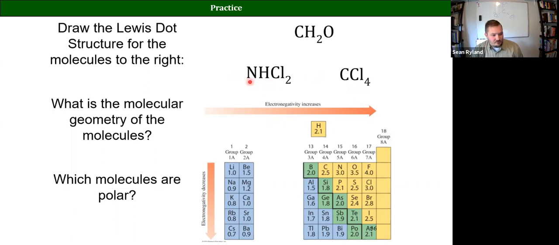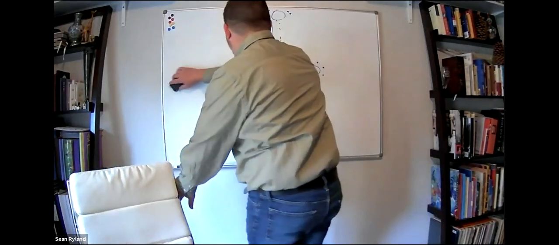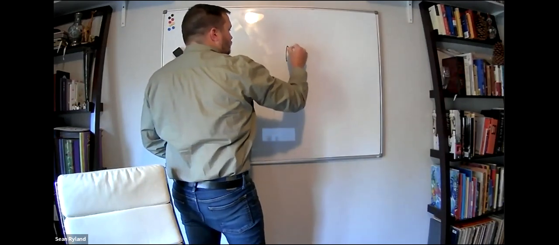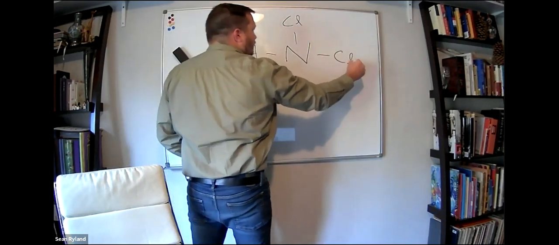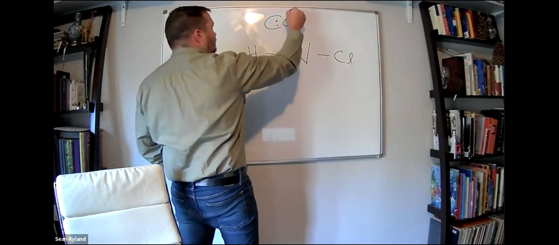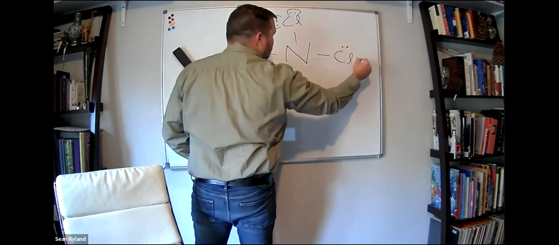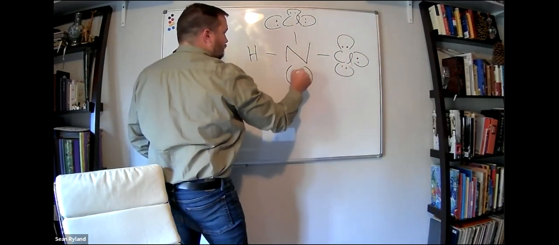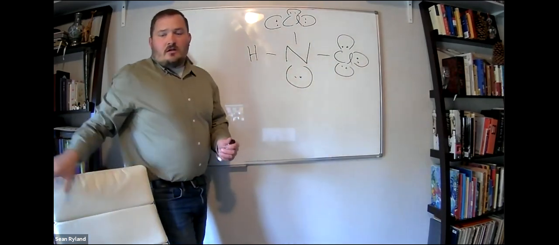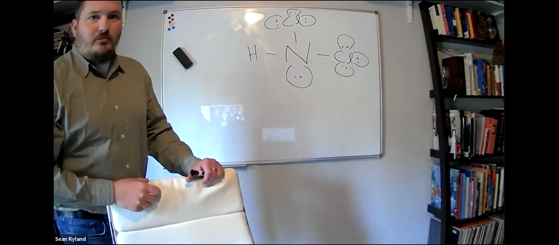And then our last example, nitrogen with two chlorines and a hydrogen. You might want to draw what this one looks like to see if we have polar bonds or not. So nitrogen wants to make three bonds, chlorine and hydrogen make one bond each. So do we have a polar molecule here?